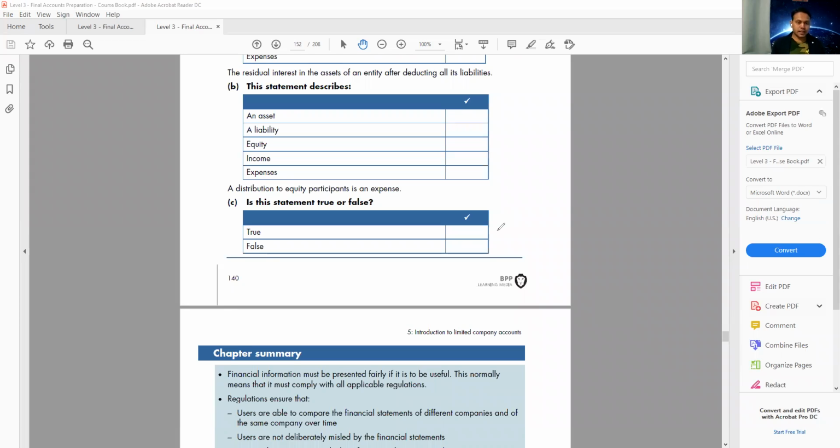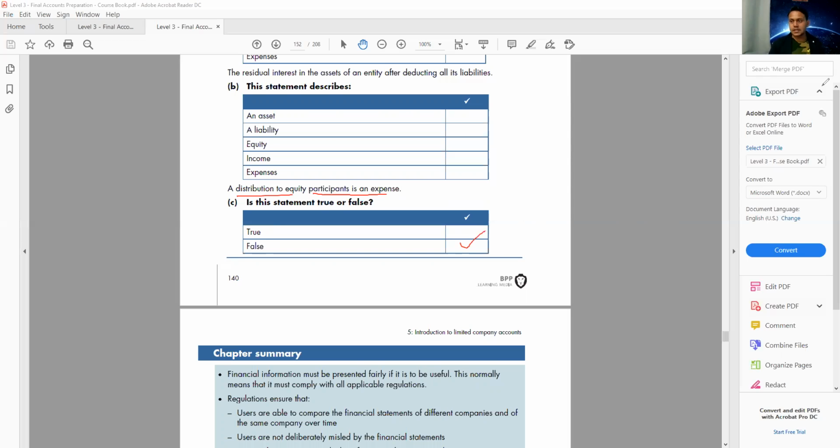A distribution is equity, participant is an expense. So they said if you distribute the equity to the participant, to the shareholder, is it an expense? It is not an expense. It is not a business expenditure. So it's absolutely false. When you distribute the equity, it is the return of the investment. It is not an expense for the business.